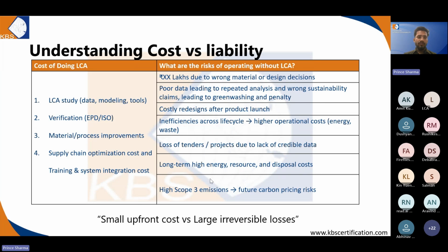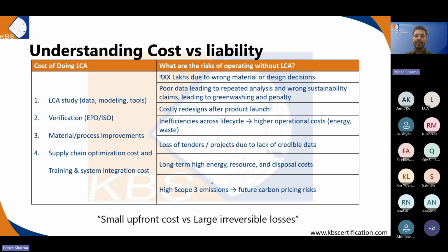After that, what cost is associated with the life cycle assessment or the EPD or the type 1 EPD, that is eco labeling. Material or process improvement, if you have some problems or you have found the hotspot in the product, you will be trying to optimize or minimize those impacts. Then supply chain optimization and training system, or trying to get your staff or workers trained for that. So these are some of the costs that you need to spend on.